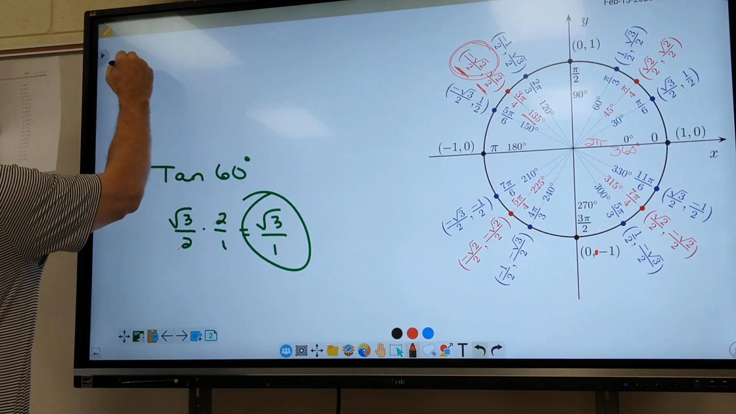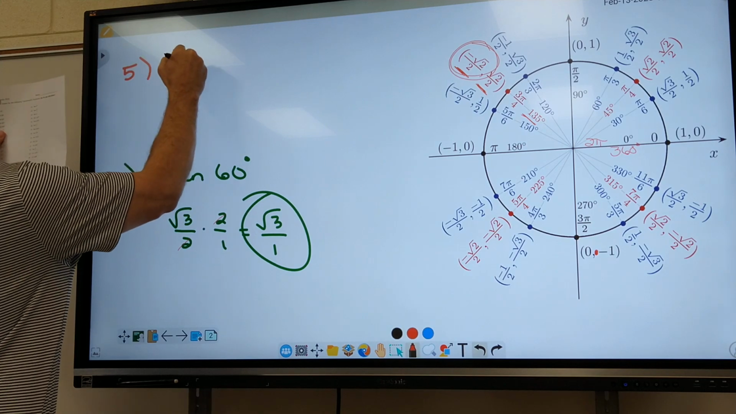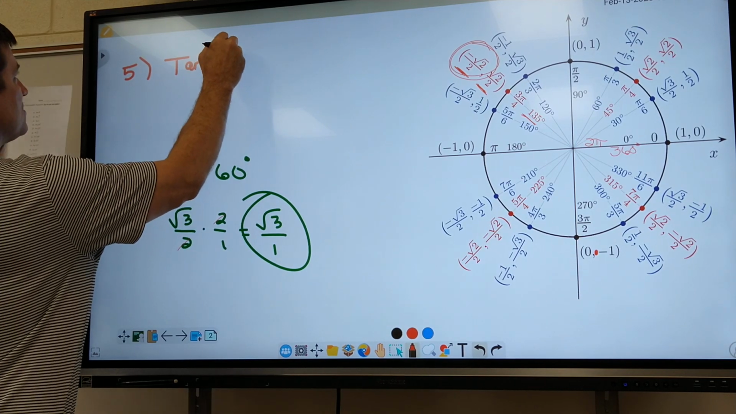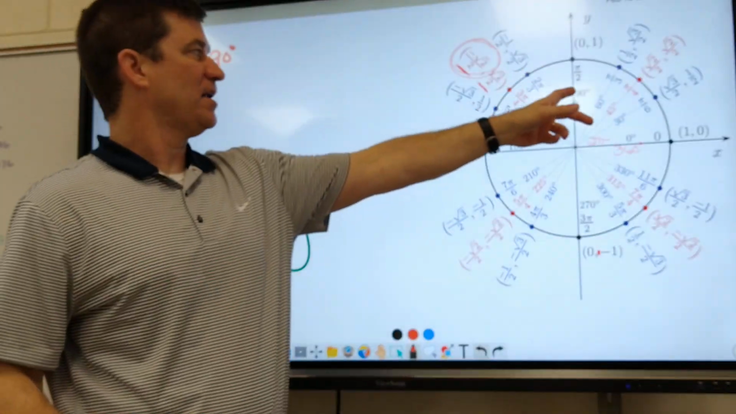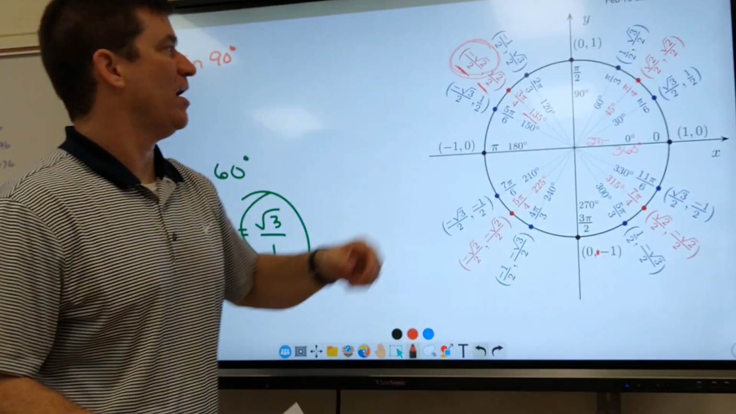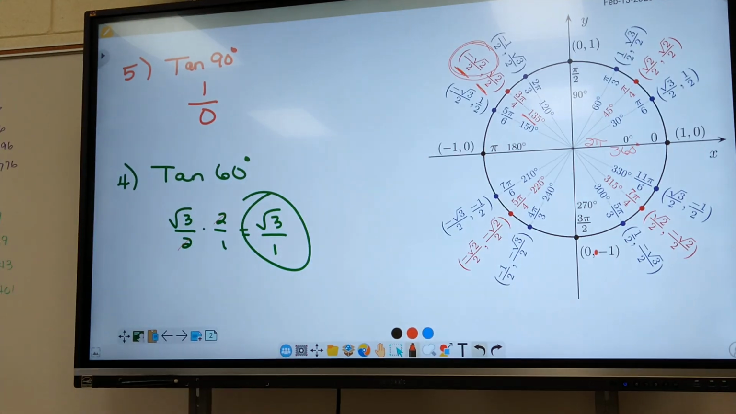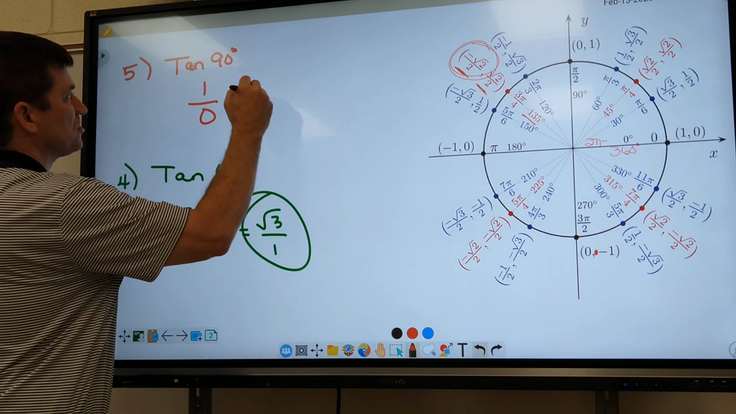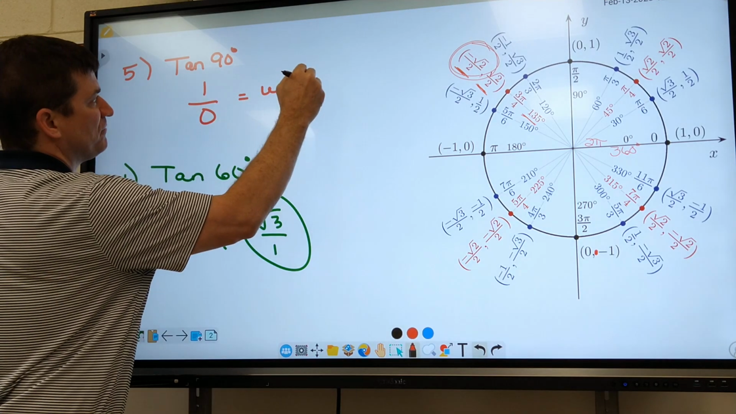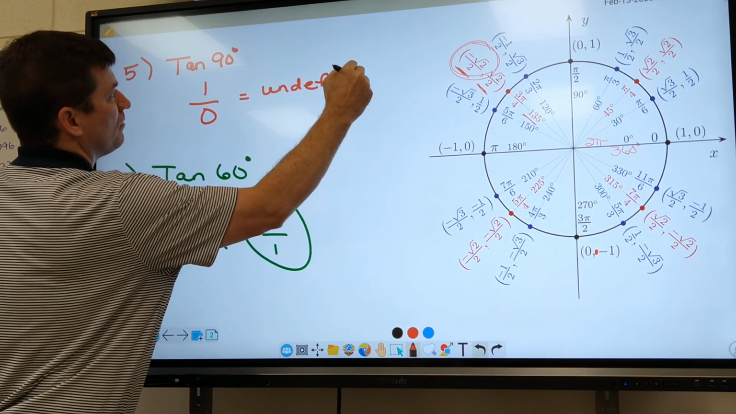All right, let's check 5. 5 says tangent of 90 degrees. Okay, here's 90 degrees. Tangent's y over x. Okay, first time, we've got 1 over 0. Now, you're not going to have your calculators on a test, but what happens if you plug in 1 divided by 0 on your calculator right now? Error. It says error. You can't divide by 0. So that answer is no solution, or you could write undefined, either way.